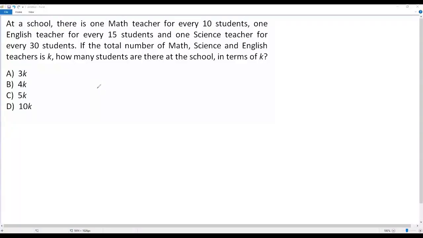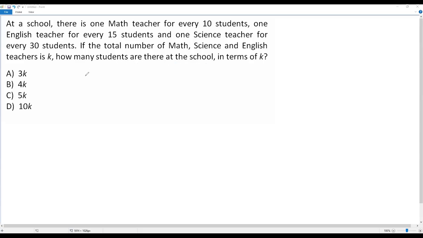Here we have a SAT math question. Okay, let's go with the information. At a school, there is one math teacher for every 10 students, one English teacher for every 15 students, and one science teacher for every 30 students. If the total number of math, science, and English teachers is K, how many students are there at the school in terms of K? So we have to find the number of students at the school in terms of K.